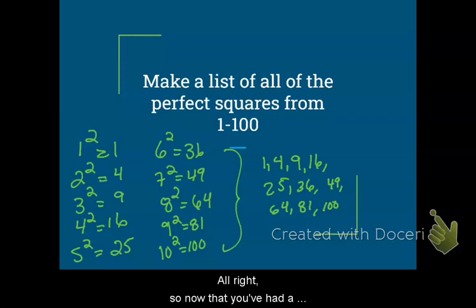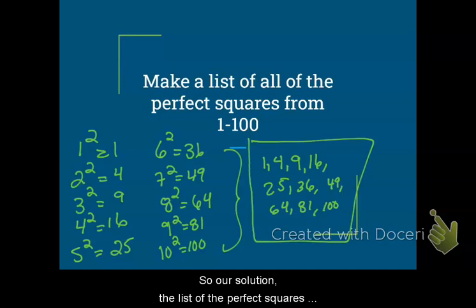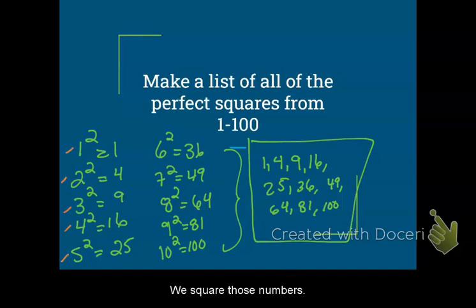All right, so now that you've had a chance to try this, here is an example way that you could have done your work and then come up with your solution. So our solution, the list of the perfect squares from 1 to 100 is 1, 4, 9, 16, 25, 36, 49, 64, 81, 100. And the way that we obtain these is we start counting at 1, then 2, then 3, etc. We square those numbers, so 1 squared, 2 squared, 3 squared, 4 squared, etc., until we get to 100.